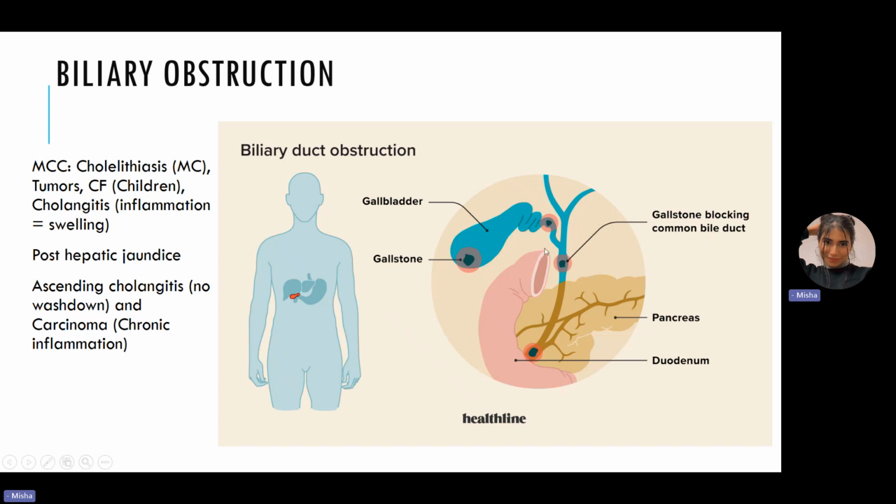For example, if there's an obstruction over here, there's a high chance that because of the obstruction there can be an infection which can spread upward, and that's what we're saying is basically ascending cholangitis, because there's no wash down. Or it can be a carcinoma leading to it because of the chronic inflammation.